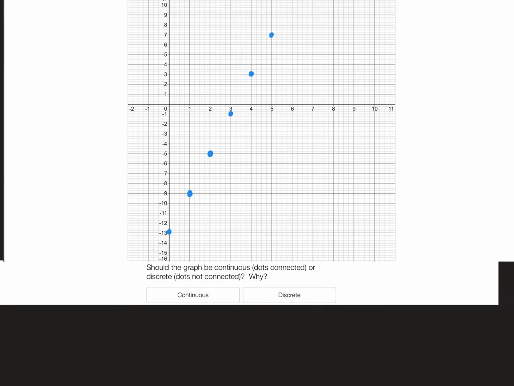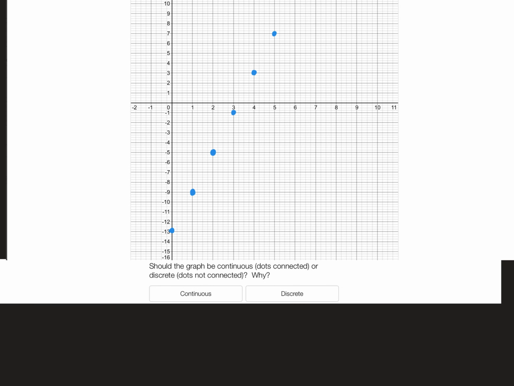Now, it asks, should the graph be continuous, where we connect the dots, or discrete, where the dots are not connected, and why? So this really comes down to deciding whether or not the numbers in between 0 and 1 will be used for our inputs. And because we're talking about a sequence, we can only talk about term 1, term 2, term 3. We can only talk about terms that are whole numbers.